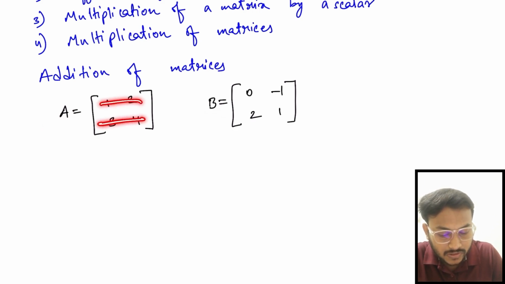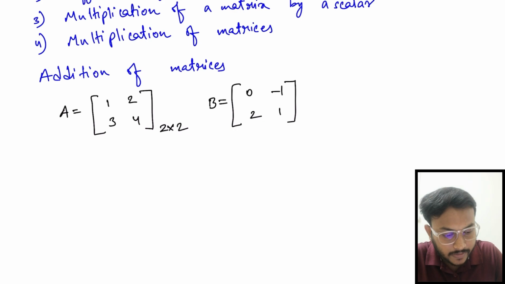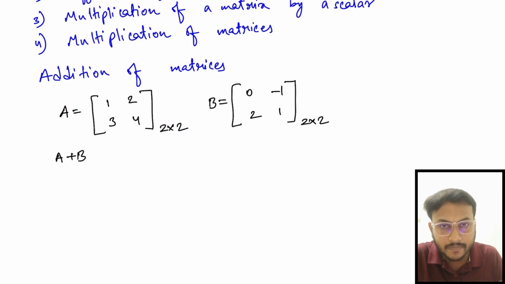Matrix A has two rows and two columns. Matrix B has two rows and two columns. Okay. So the order of matrix A is 2 by 2. The order of matrix B is 2 by 2. The order of both matrices is the same because both have two rows and two columns. So how will we find matrix A plus B? Addition of matrix A and B, which is A plus B.